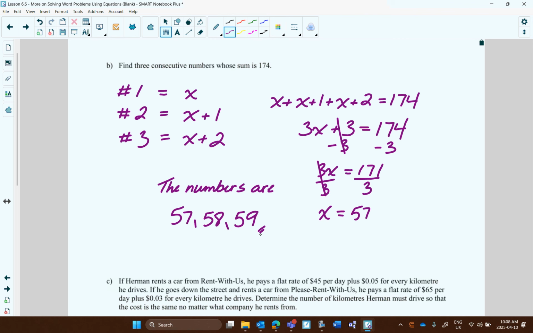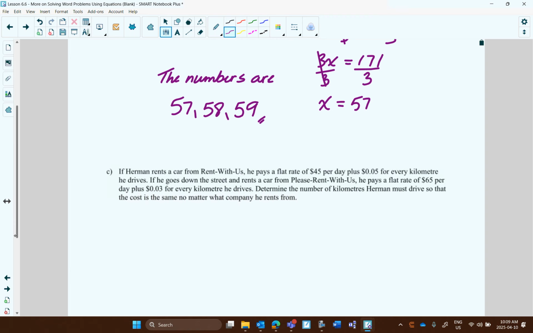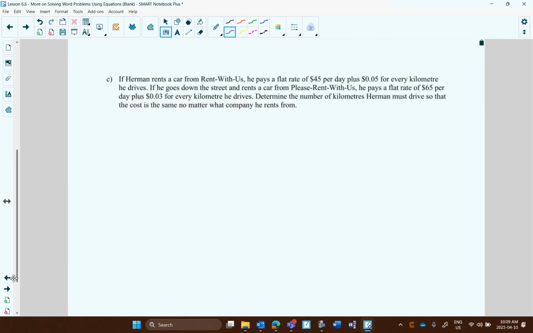All right. This third one is a little bit different, because when you set this one up, you're actually going to get variables on both sides. If Herman rents a car from Rent With Us, he pays a flat rate of $45 plus 5 cents for every kilometer he drives. So he's got to pay $45 before he even drives anywhere. And then every kilometer he drives before he returns the car, he pays 5 cents.